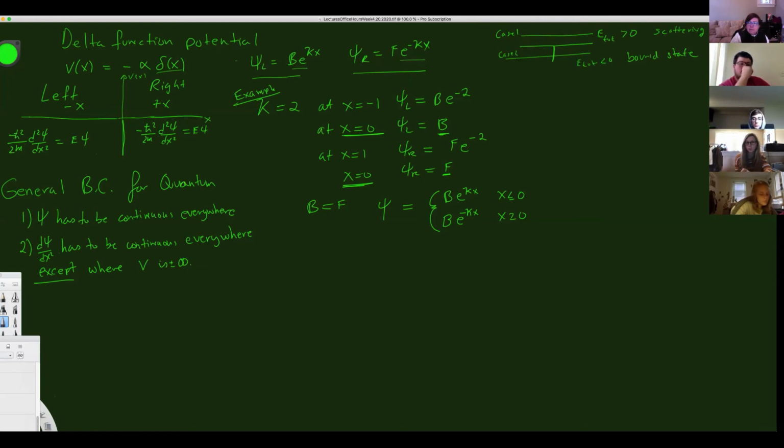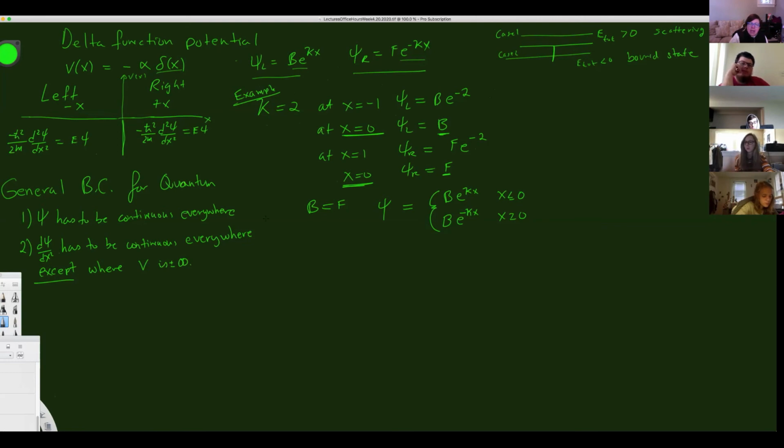And we're now solving for case 2, where E total is less than 0, okay? So we're looking for bound states. All right, so we were just showing you an example here of kappa was 2, right?